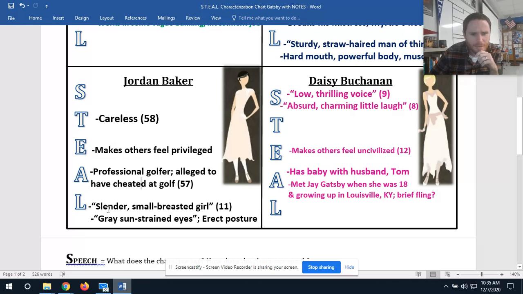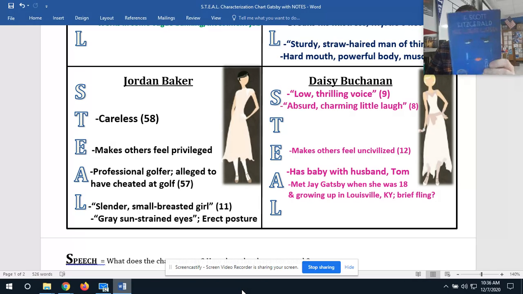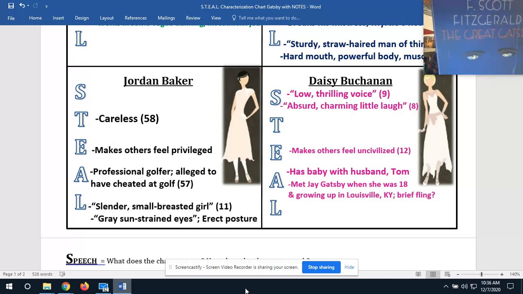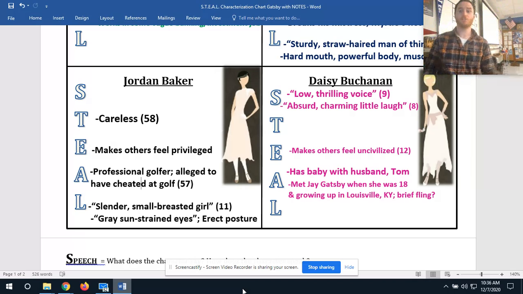She's described as being slender, smaller in some areas on page 11. Nick objectifies her. And she's described several times as having gray, sun-strained eyes. It reminds me of the eyes of Dr. T.J. Eckleburg in that billboard on page 23. She has an erect posture and she sits up super straight, chin up in the air, a little smug, maybe condescending. Daisy is Tom's wife.